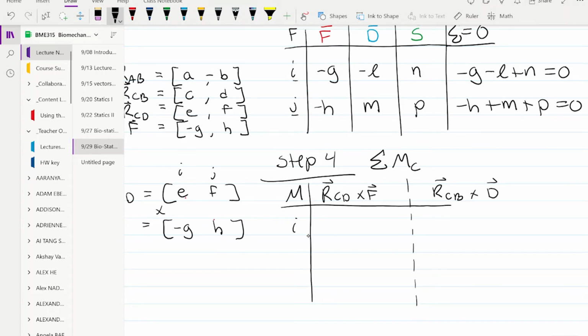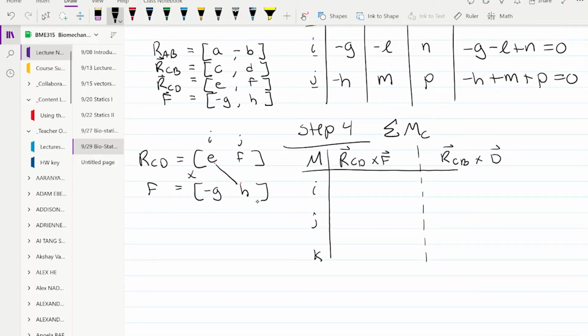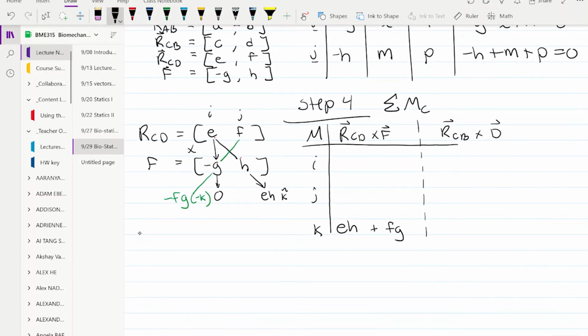So in the moment, let's make this table IJK. And then we'll write down our first thing, which is that we get EH, K direction. We got EH here. Remember that E, if we do EG, we get I cross I is 0. And we get JI, we get F, G, negative, and the negative K. Okay, so that's another thing we can write down. We can say that's plus FG. Now let's do RCB cross D. That'll be C, D.